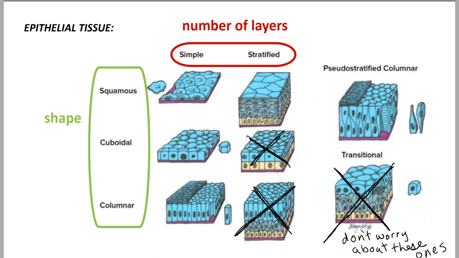And then there's also this other tissue we're going to look at called pseudostratified columnar. And I'll give you a little bit more information about that when we get to it. And you can contrast it with this stratified columnar down here, which you hardly ever see in the body. So these things that I've X'd out, don't worry about them. Only pay attention to the other ones.